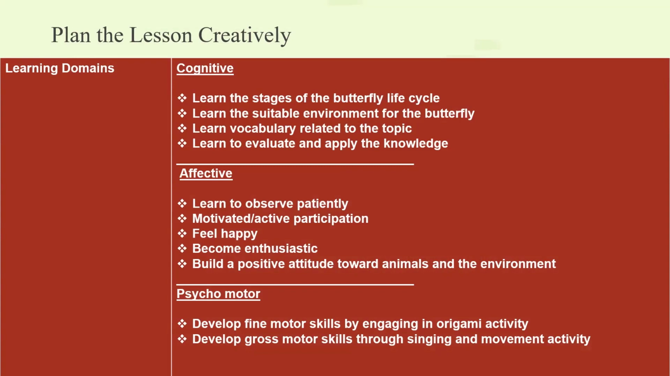How does it work in the affective domain? They learn to observe patiently the butterfly every day in the jar. And they will be very motivated to see. They will participate actively in the lesson. They will be very happy to see their butterfly fly away. They will become enthusiastic learners. They will build a positive attitude toward animals and the environment.